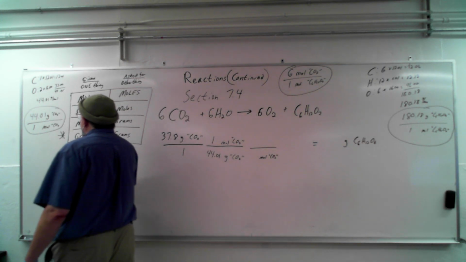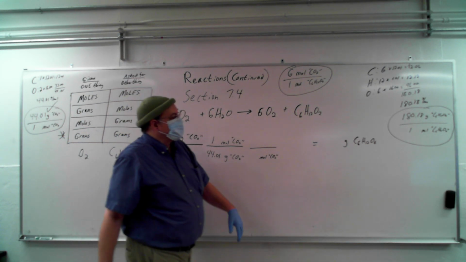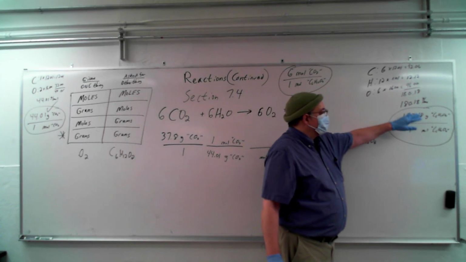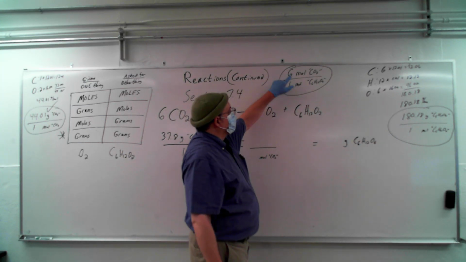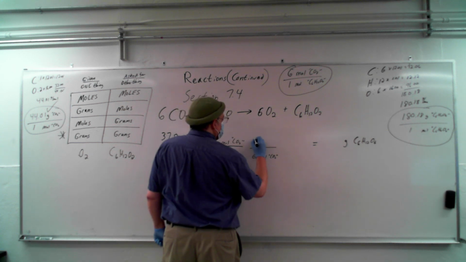We've used this, so we can ignore that now. Where do you see moles of CO2? You don't see moles of CO2 here. You see moles of CO2 here, so that's next. 6 moles of CO2.